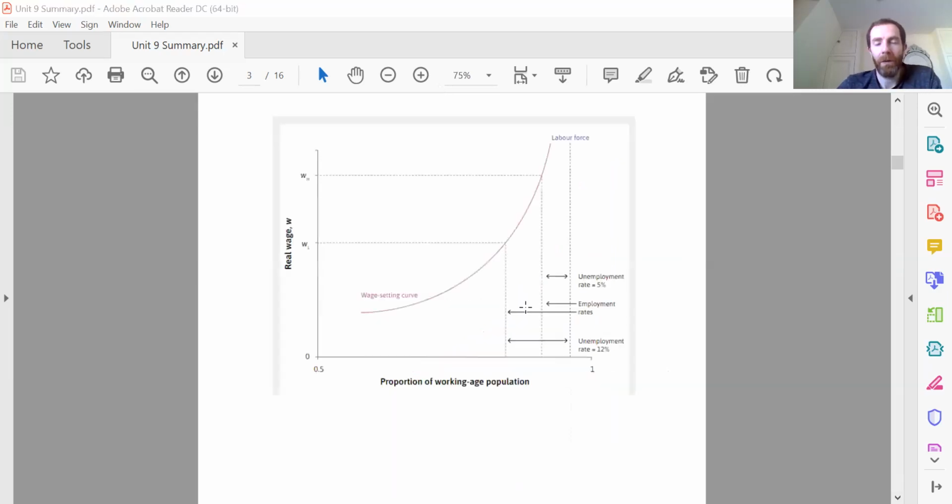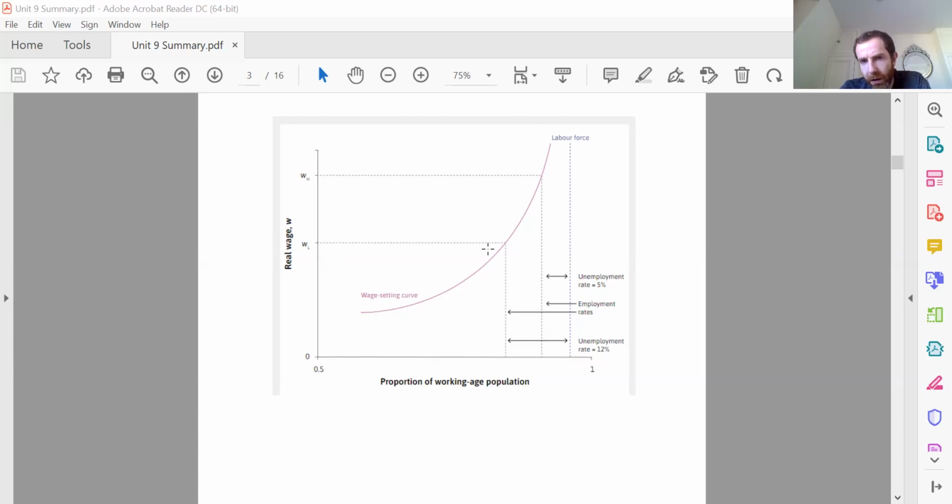So the wage setting curve, as I said already, what is it showing us? Well, on the x-axis here, the proportion of the working age population. So up here at 1, that's 100% of people, and 0.5, where we start here, is 50% of people. As we move to the right, we're having a higher proportion of the working age population. And then our y-axis here shows us the real wage.